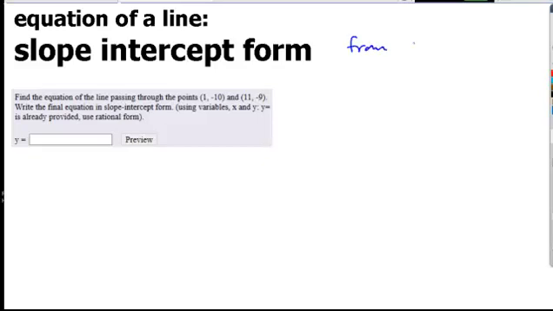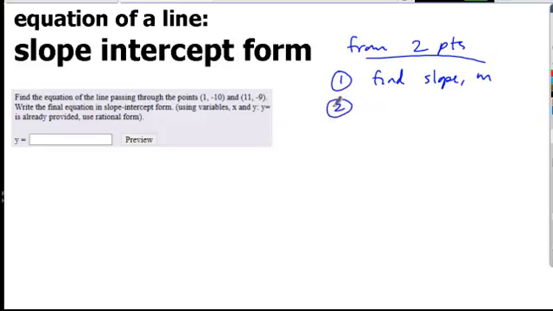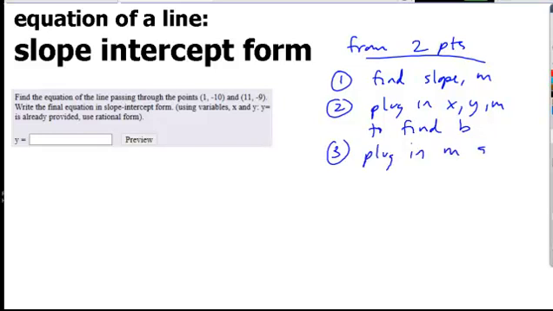2 points. Okay, so if you are given 2 points, what you will first do is solve for the slope. You'll then use that slope along with one other x and y coordinates to solve for b. And once you find b, just like we did in the previous problem, you'll plug in your m and your b value to write your equation. So I want you to try that with this problem right here.